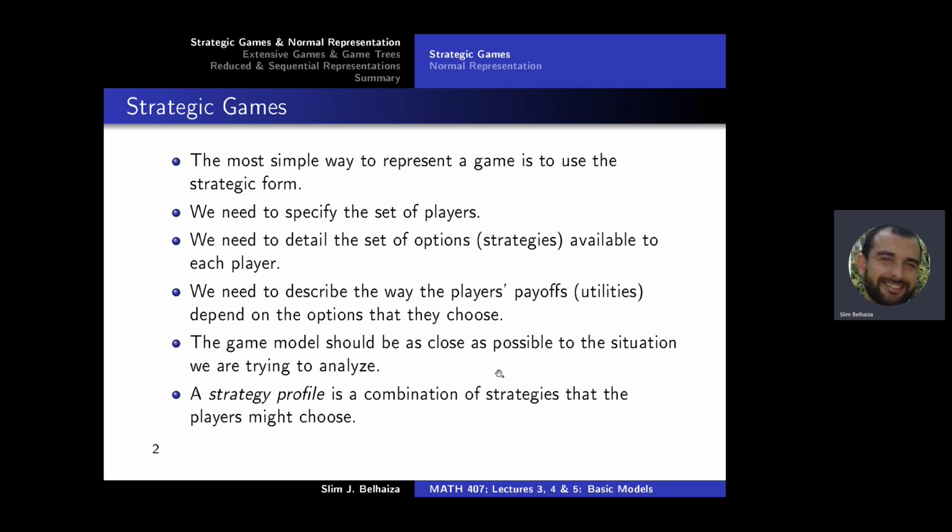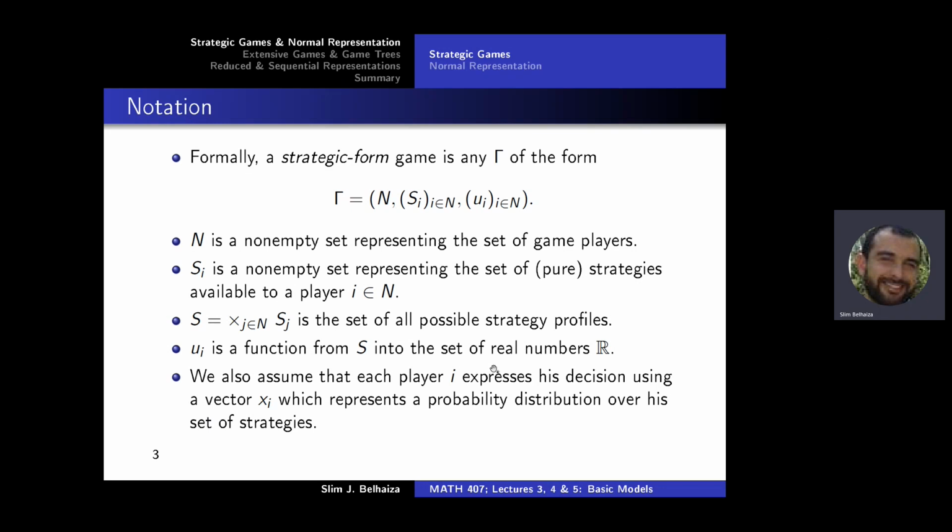What is a strategy profile? A strategy profile here is a combination of strategies that the players might choose. From a mathematical point of view, this is the notation one can introduce. So formally, what is a strategy form game? A strategy form game is any game Gamma of the form where N is a set of players. For every player i in capital N, we have a set of strategies, and for every player i in N, we have a kind of utility function or utility mapping.